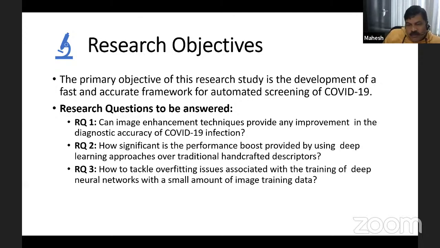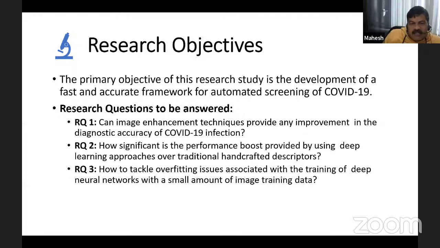Actually, intuitively we can say definitely, if we have a good quality image, we can detect infection very well. Okay, we can see the improvement. So that we know, but we'll check experimentally. We have done that, and we'll discuss it.